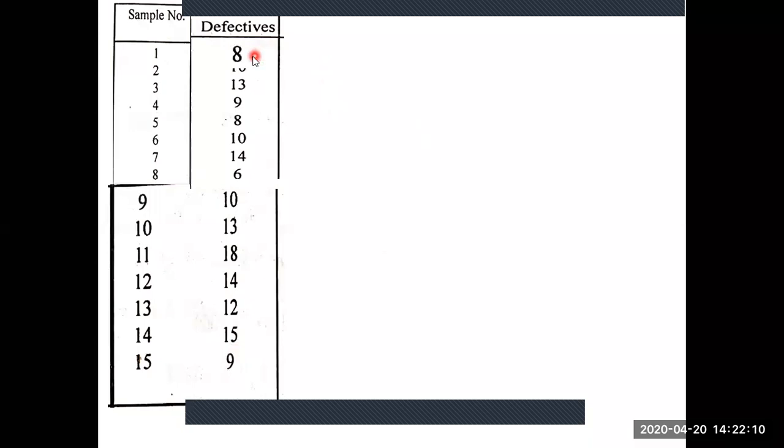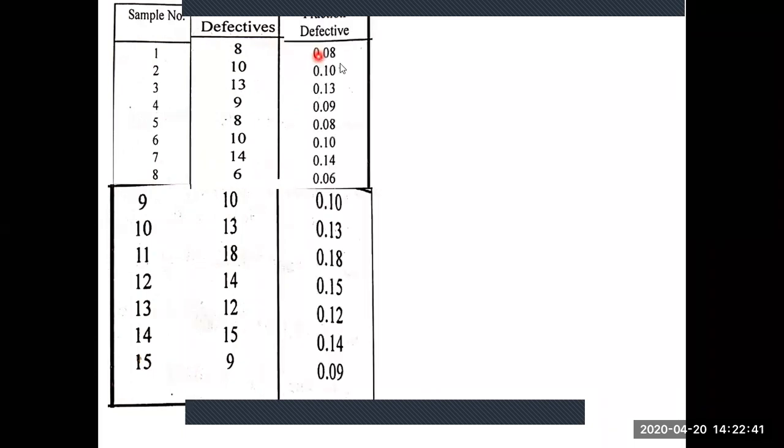Next, each sample has how many items? 100 items or 100 bulbs. So the number of defectives is 8 in the first sample. Now 8, you divide by 100. How much are you going to get? 0.08. This is the fractional defective. In the question he is asking for the fractional defective. Fractional defective, how will you get? 8 by 100. You will get 0.08.